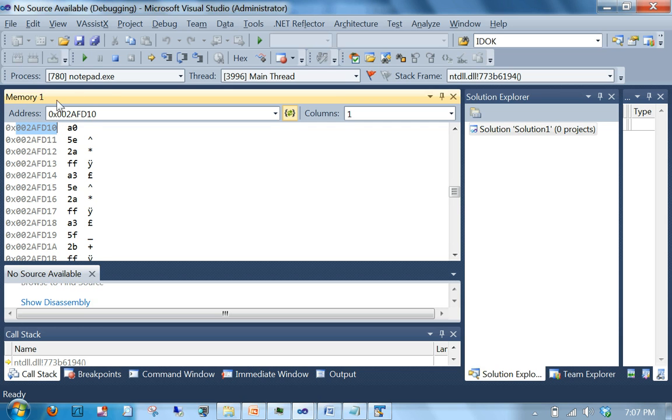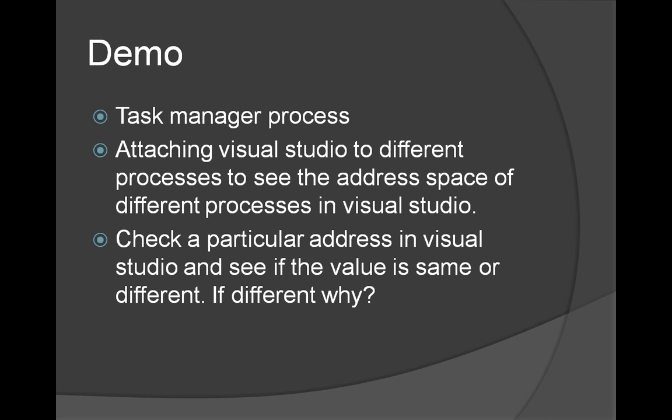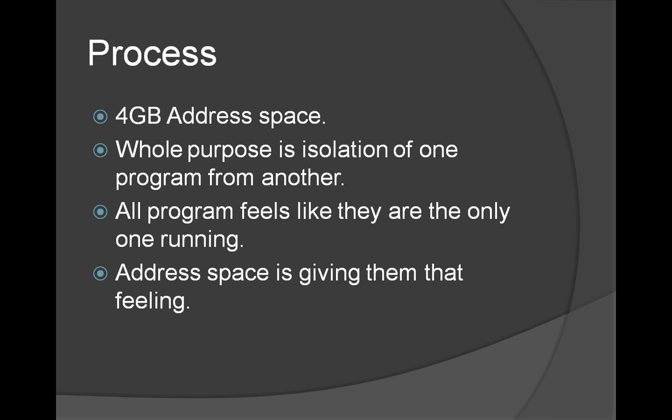And this is the value, and this is the ASCII value of the corresponding actual hex value. So let's go back to our presentation. We have seen this demo, task manager. We attached Visual Studio to two different processes, Word and Notepad, and found two different values at the same address. Now let's get a little into the theoretical part of what we have seen.